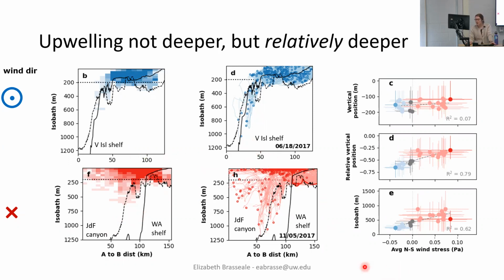We don't need to spend too much time on this, but it wasn't what we were expecting. We were expecting to see deep water coming up, and instead we saw a lot of this slope water from the surface during downwelling, and things coming from all over the shelf.